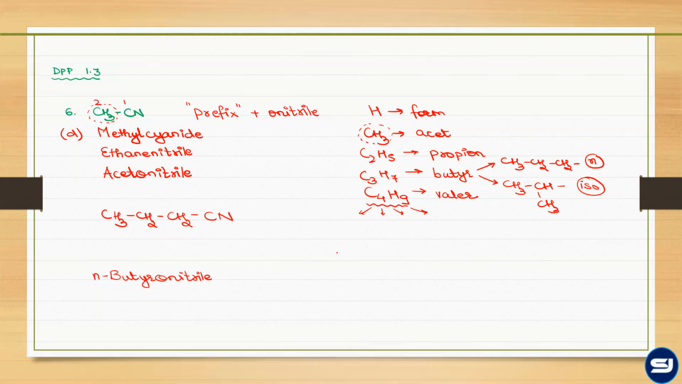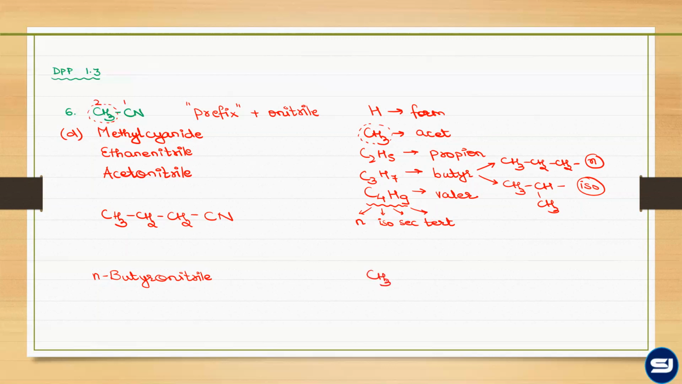Propyl has two structures, butyl has 4. And what are the prefixes for those butyl groups? N, iso, sec, tert. So for valer also, writing only valer will be wrong, it will be incomplete. It will be N-valer, iso-valer, sec-valer, and tert-valer. Be clear with that.